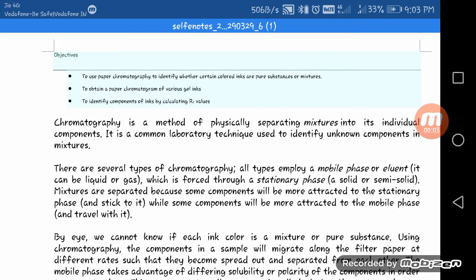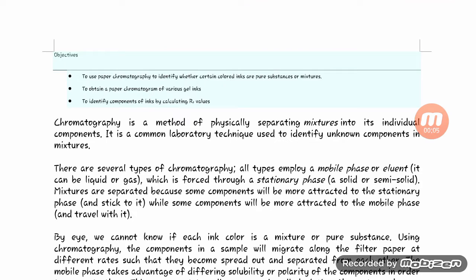Today our objective is to use the chromatography paper to identify a certain color ink in a pure substance or mix, to obtain the chromatogram of the various gel inks, and to know about the components of the ink by calculating the RF value.